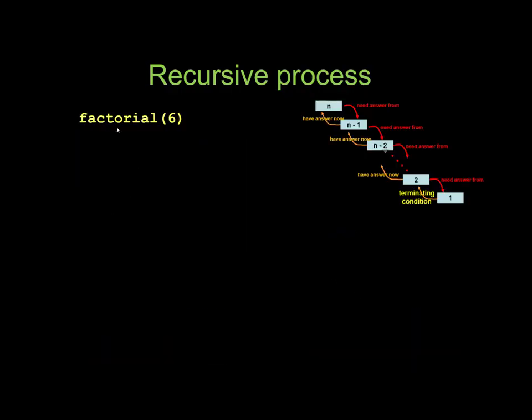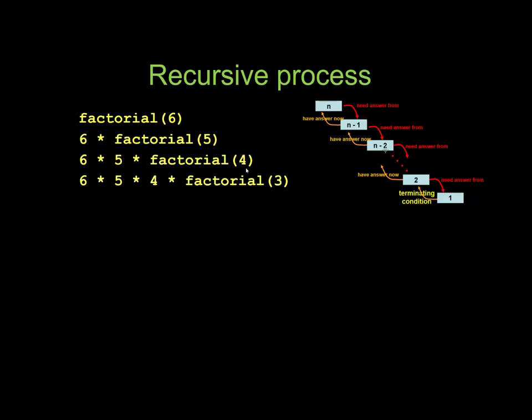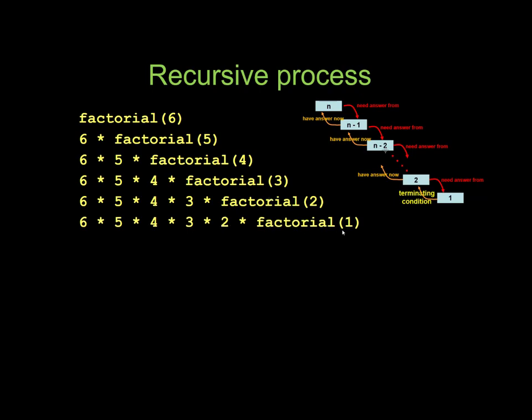Here is one more look at the process with a specific example of factorial 6. So to calculate factorial 6, we have to find factorial 5. And so 6 times factorial 5. And to find factorial 5, we need to get from factorial 4, and so on until factorial 1. This is the base case, and we know the answer, which is 1. So the 1 will now be returned and be multiplied with 2 to get 2.